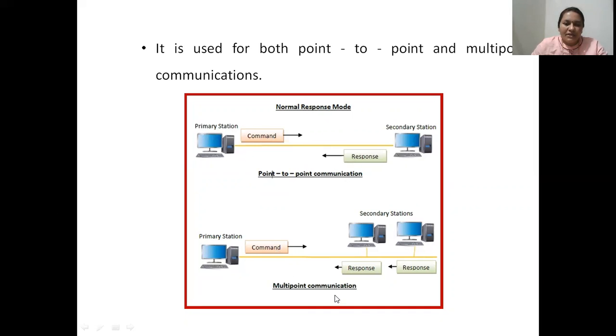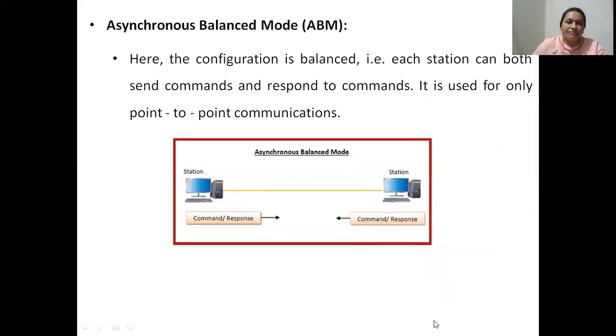Whereas in multi-point communication, you can observe here there is one primary station and multiple secondary stations connected to this common transmission medium. The primary station will send commands, and all the secondary stations are eligible to respond to the command. This is called multi-point communication. Normal response mode can support both point-to-point as well as multi-point communication.